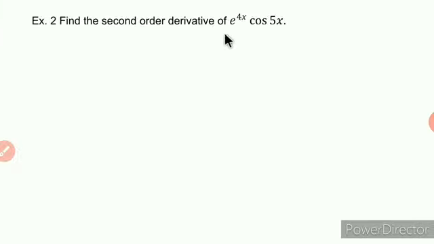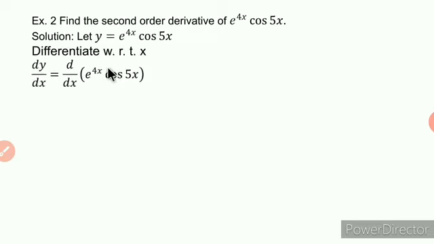Now example 2. Find the second order derivative of e raised to 4x multiplied by cos 5x. So in the solution, let y is equal to the given function, e raised to 4x into cos 5x. Now we observe it is a product of two functions of x. So differentiate this by using the u into v rule.